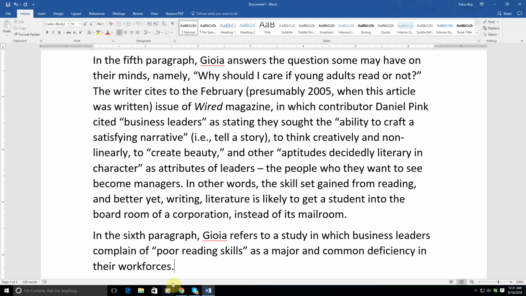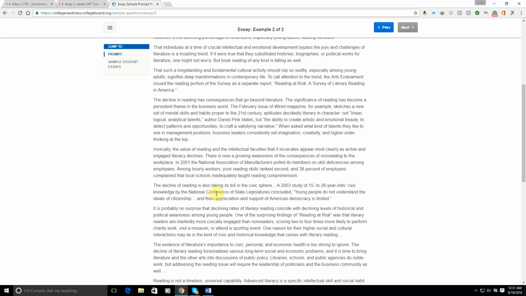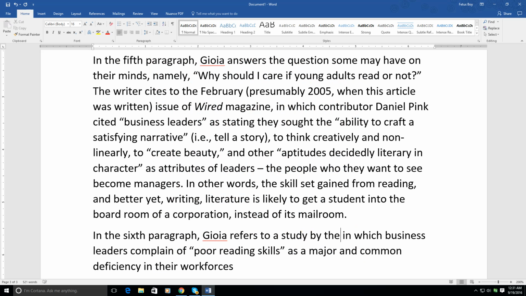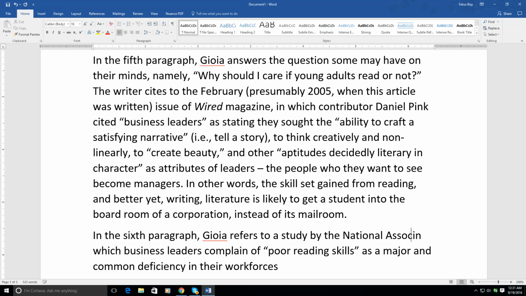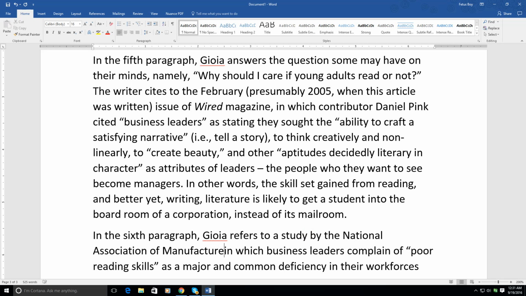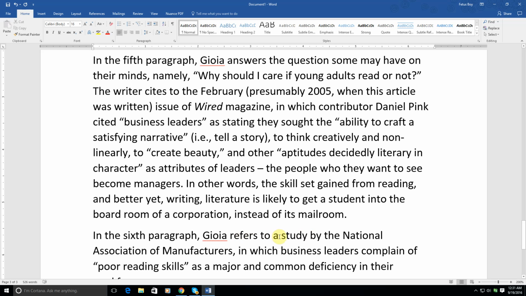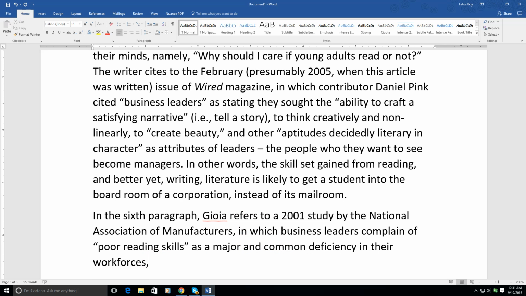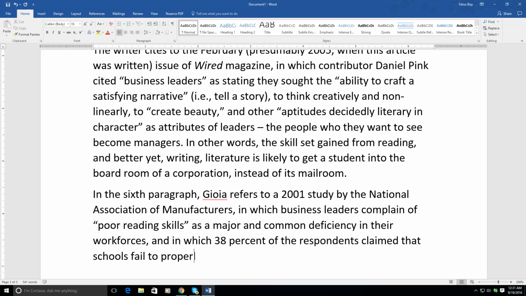He cites poor reading skills as a major and common deficiency in their workforces. A 2001 study by the National Association of Manufacturers found that 38% of the respondents claimed that schools fail to properly teach reading comprehension. Ouch.